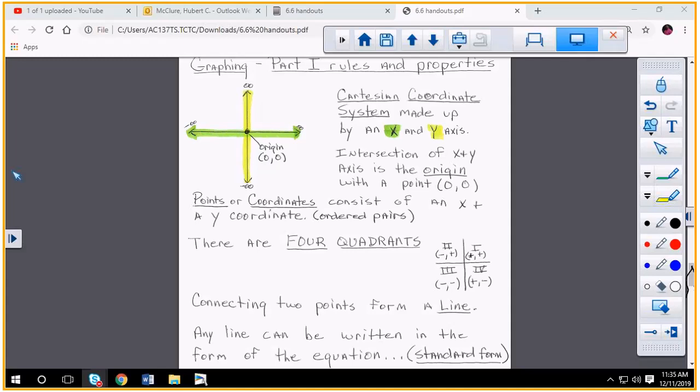Okay? Now, we're going to go over the rules first, because I'm only going to go over one section of how to graph points. Hold on just a second, please.